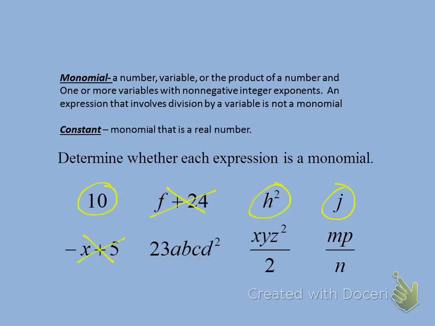Does anybody know what f plus 24 and negative x plus 5 would be called? No? Binomial. Very good. Okay, binomials. There's 2 of them. We're going to get to that later. 23abcd squared, yes or no? Yes. Even though you have a constant with multiple variables happening, it's all still multiplication. So you're good.